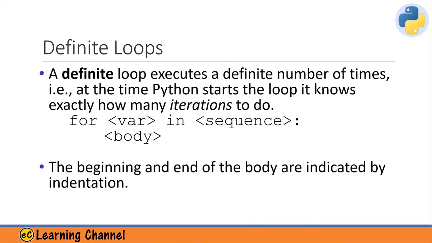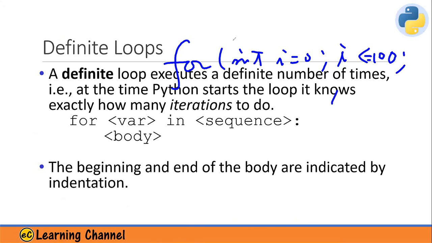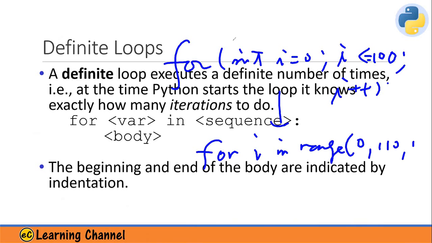The next one is definite loop. Definite loop, actually I showed you already in the example of the temperature in a sequence. Range 0 to 100 step by 10, and then I execute the body. It's similar to other languages where you write something called a for loop. In other languages, you have for integer I equals 0, I less than or equal 100, and then I increase. This one is the same as for in range 0, 110 by 10. Two are equivalent.